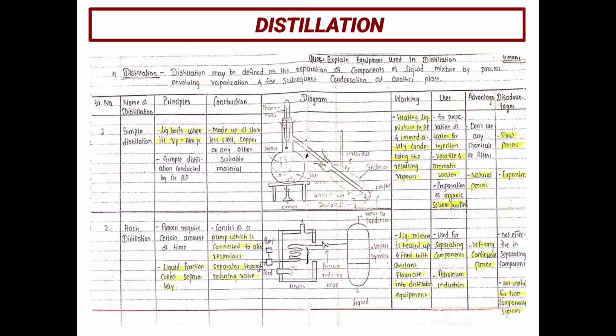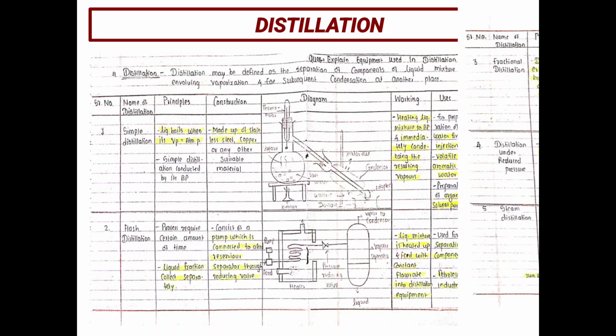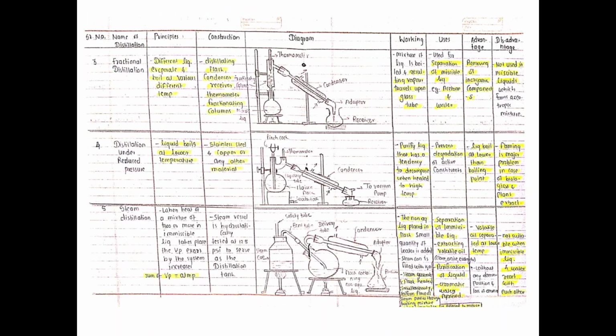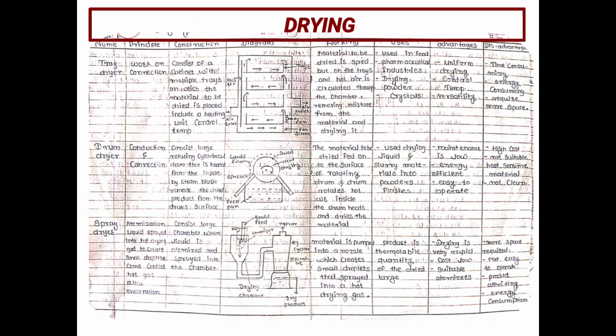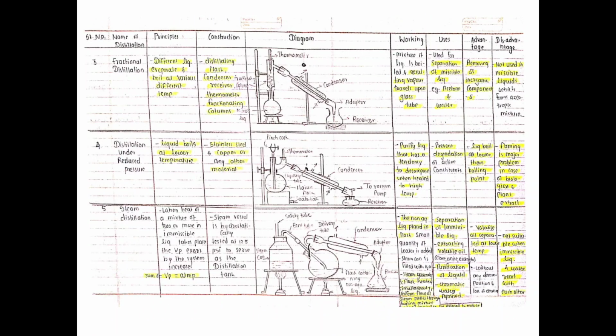These are the equipment used in distillation: simple distillation, flash distillation, molecular distillation, azeotropic distillation, fractional distillation, distillation under reduced pressure, steam distillation. So one by one we will discuss them.